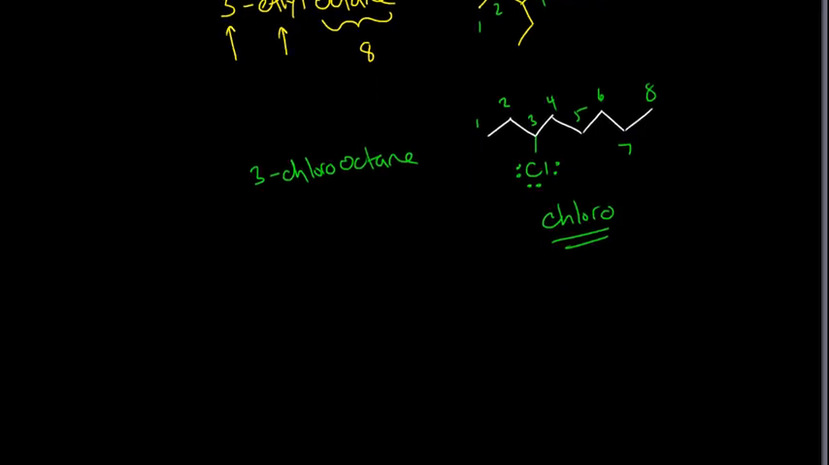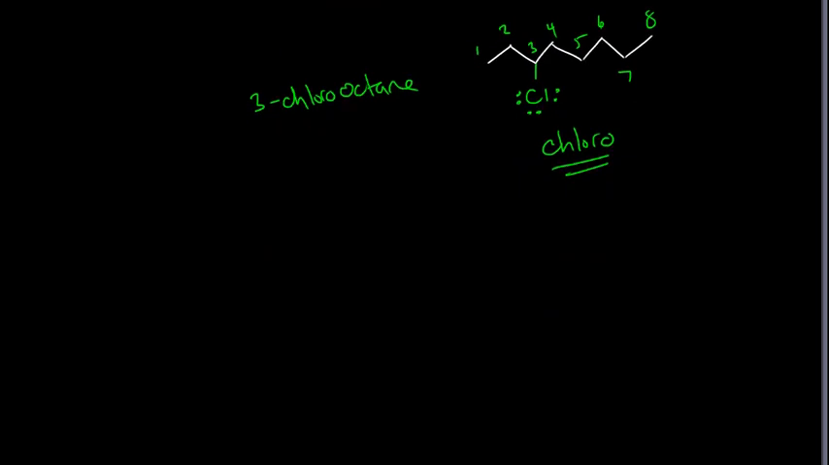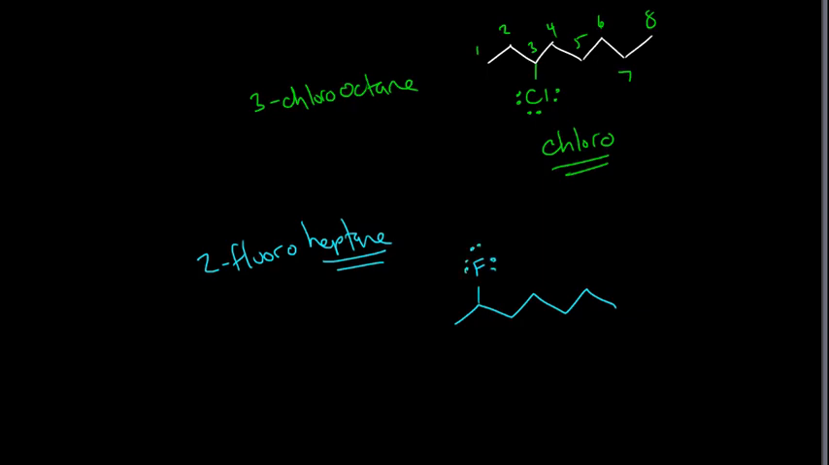Let's try one more. Let's draw the structure for 2-fluoroheptane. Okay, so we have a 7 carbon parent chain, so 1, 2, 3, 4, 5, 6, 7, and we have a fluorine at the second position, 2-fluoroheptane. So naming these is pretty straightforward.